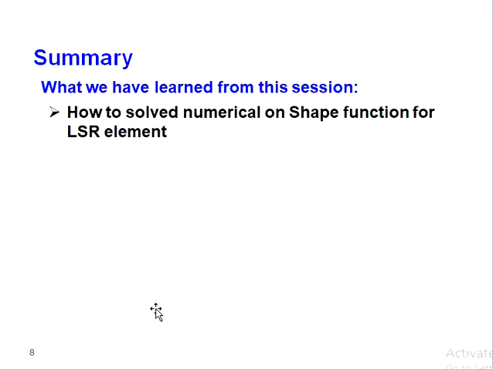So what we have learned from this session is how to solve a numerical for shape function for LSR element.